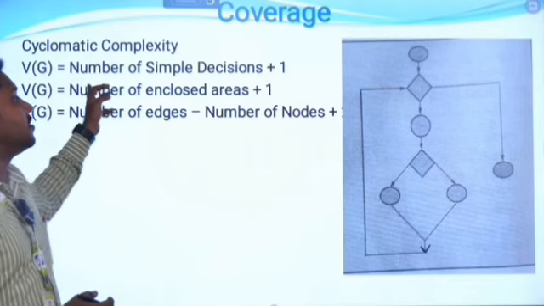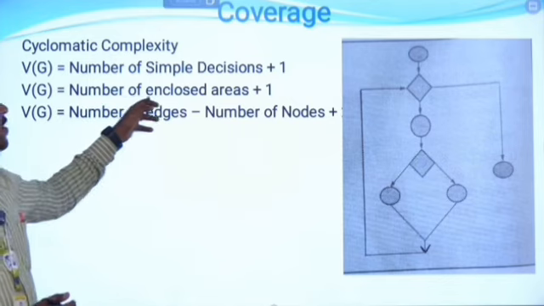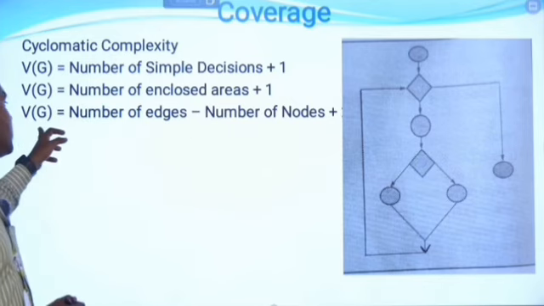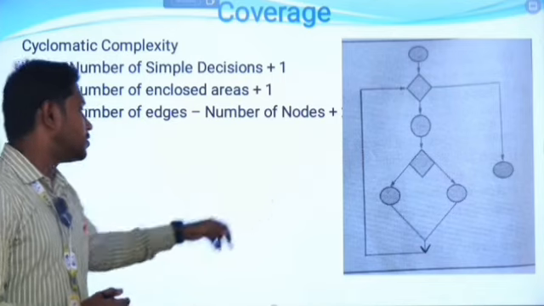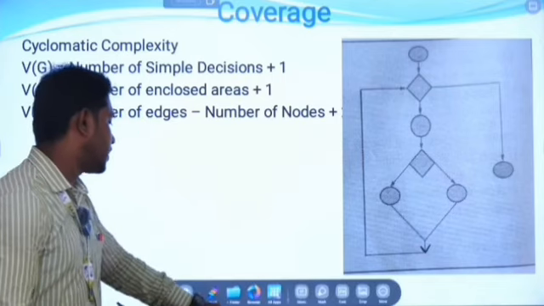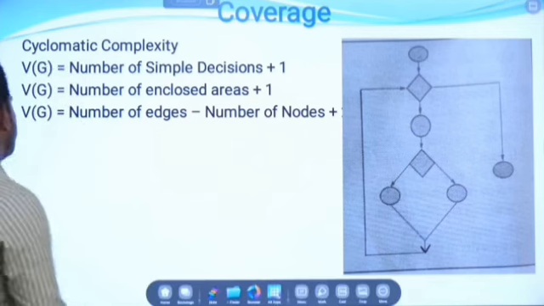First, V(G) is equal to number of simple decisions plus 1, and V(G) is equal to number of enclosed areas plus 1, and finally V(G) is equal to number of edges minus number of nodes plus 2. Okay, so now first, V(G).